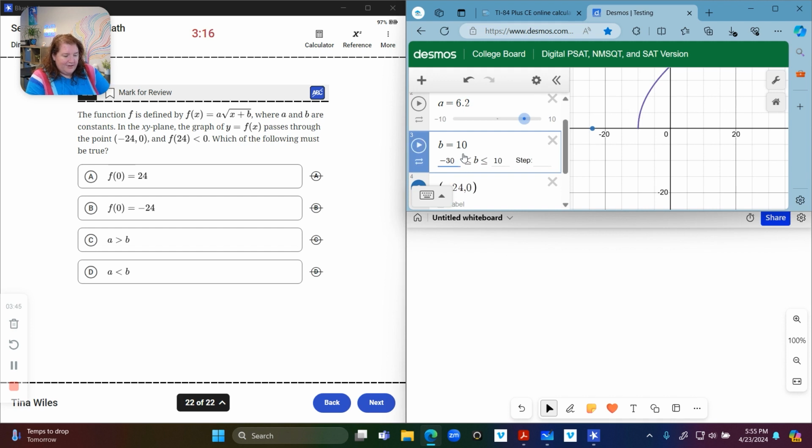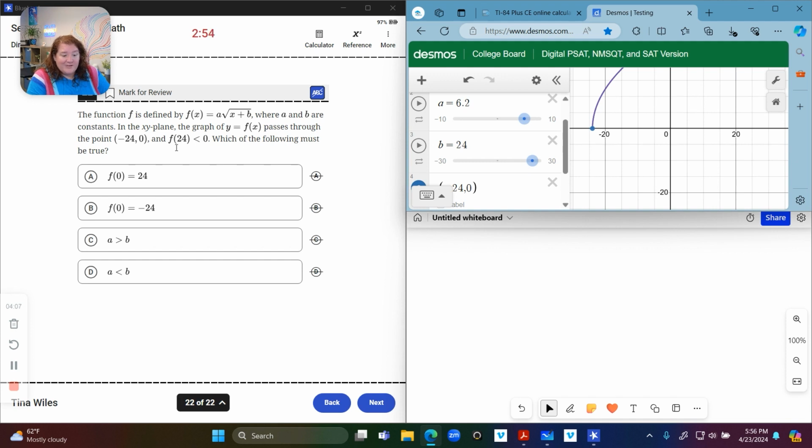Let's do negative 30. Okay, so now, oops, I went the wrong way. This is positive 30. As I move it this way, I get to the point that it does go through that point. There we go, 24-ish. So now it goes through that point.